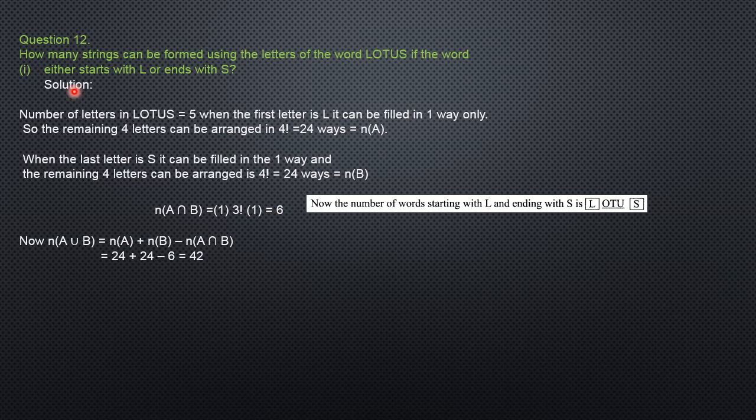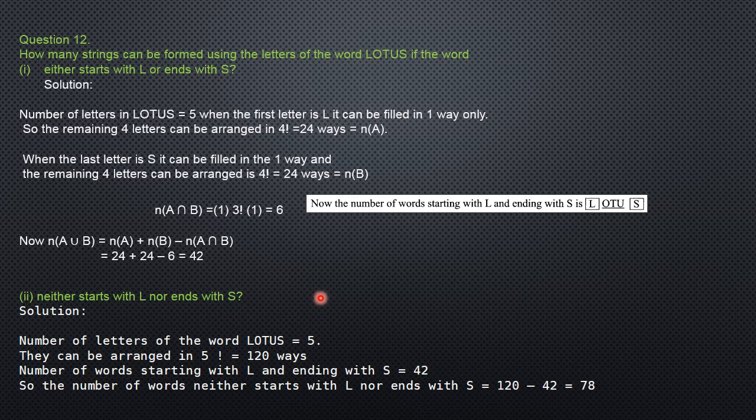Next, the question is either-or. Either-or means A union B. n(A union B) equals the formula: n(A) is 24, n(B) is also 24, n(A intersection B) is 6. 48 minus 6 is 42. This 42 denotes the number of words that start with L or end with S. The word should contain the letters of LOTUS.